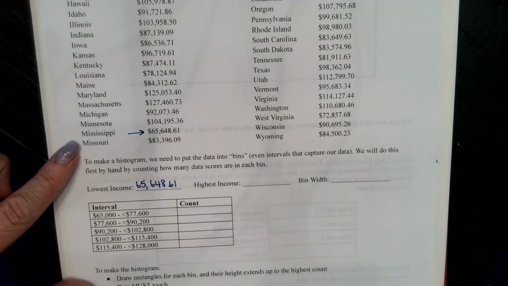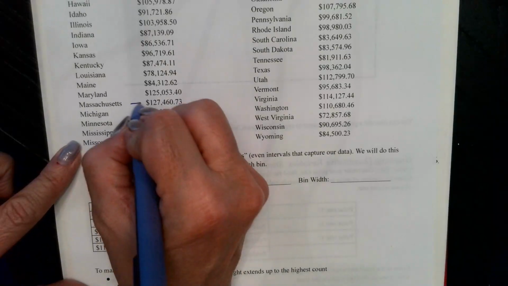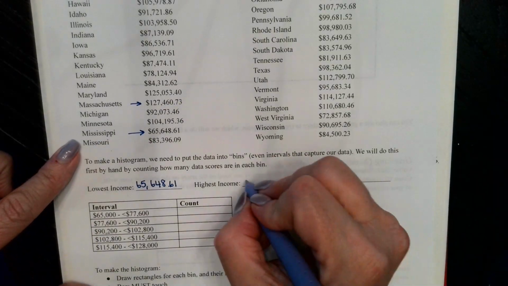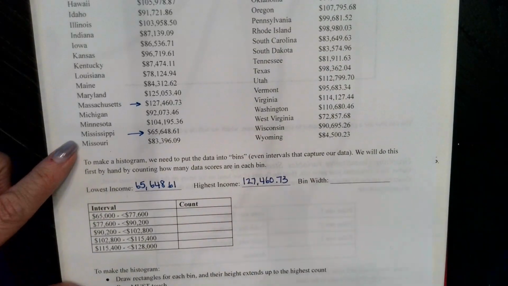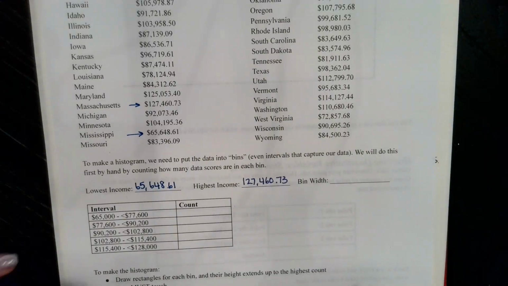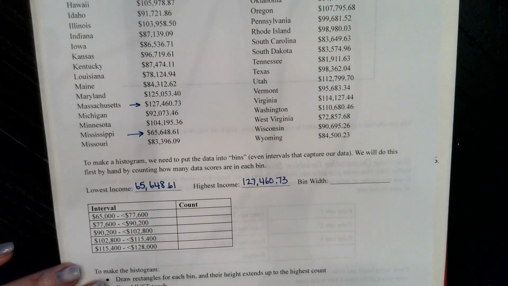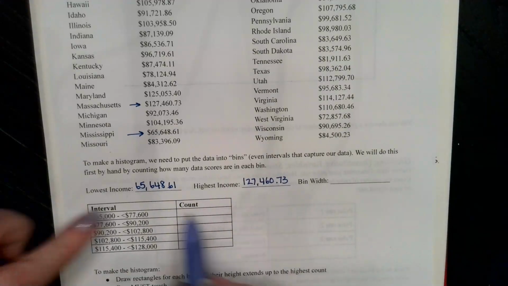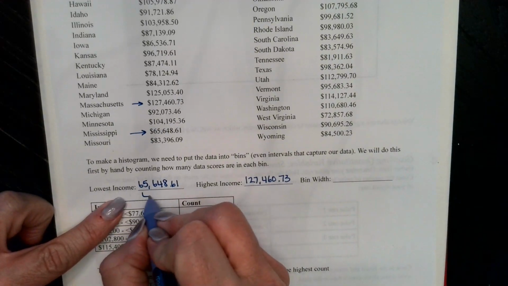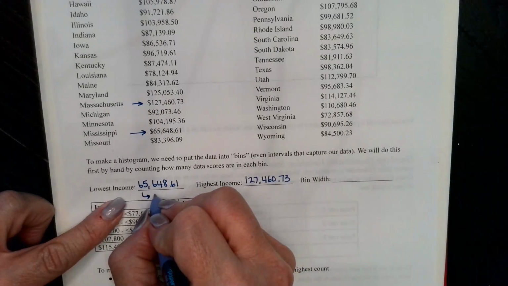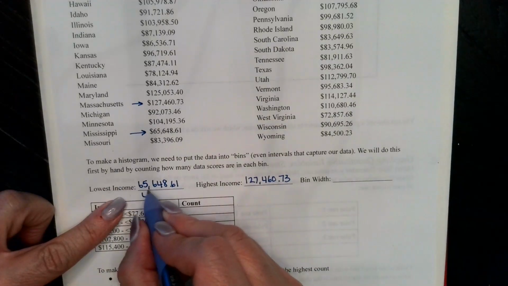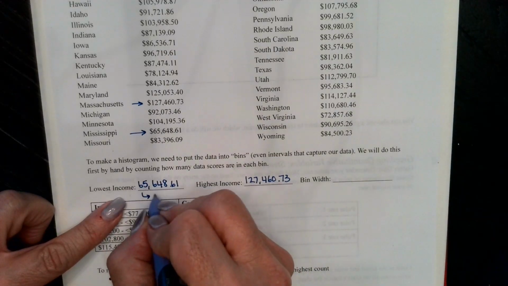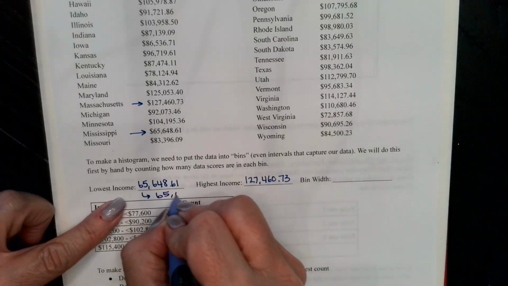And then if I want to find the highest, that's right here, and that's Massachusetts, and that is $127,460.73. Okay, so for me to find the bin width, I'm going to round these numbers because I don't want to deal with all these cents. I'm going to round this one down so that I can keep it in fives. So I'm going to round this to 65,000.